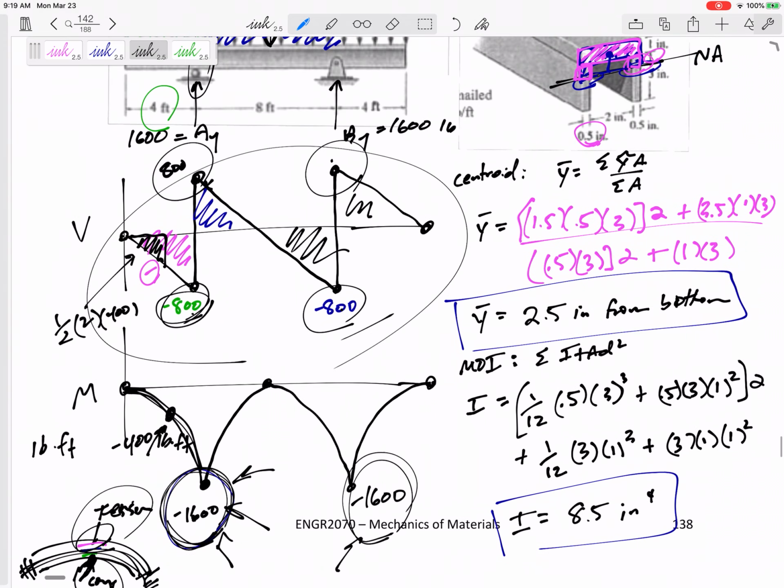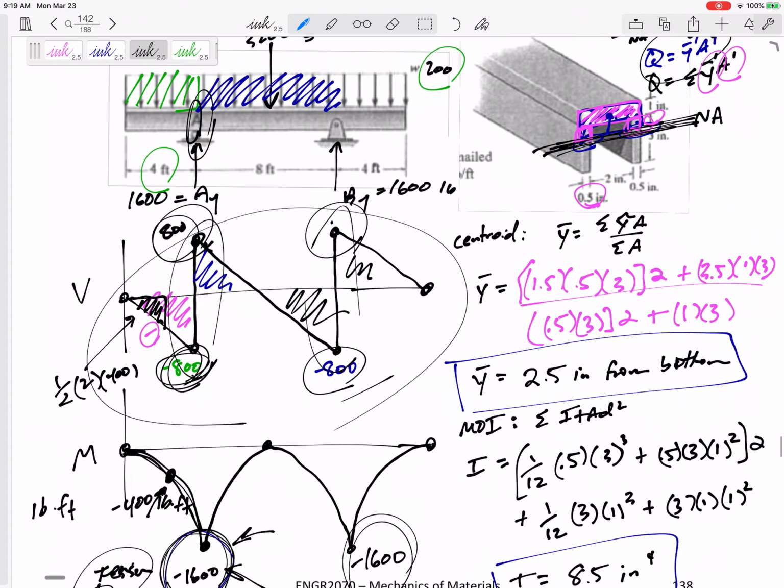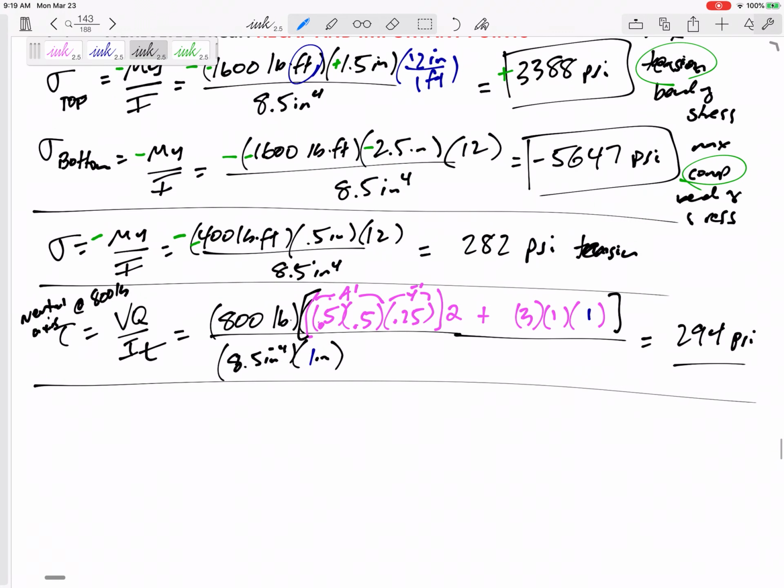And then I need to know, hey, the maximum occurs at the neutral axis. So I'm looking at the neutral axis right here or here. And it is changing immediately to the left of A. It's in the negative direction. Immediately to the right of A, it's in the positive direction, but the magnitude is going to be 800. All right, so 294 is the maximum.